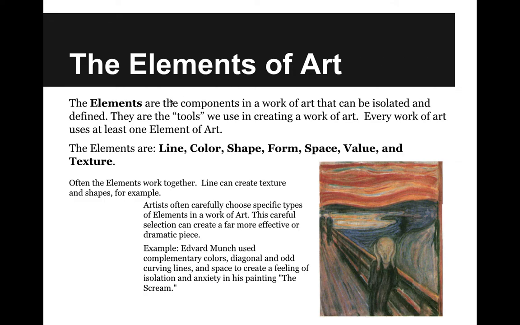So on page 1, you have the elements of art at the top, and the information you see here can be used to fill out the section at the top where it says what are the elements of art. So the elements are the components in a work of art that can be isolated and defined, and you have a section right at the top that says they are the components or parts of a work of art that can be, and you have a blank space, so you would want to write in there, be isolated and defined. You have a second section that says they are the tools used, and then you have a blank space, and you would want to write tools used to create a work of art.